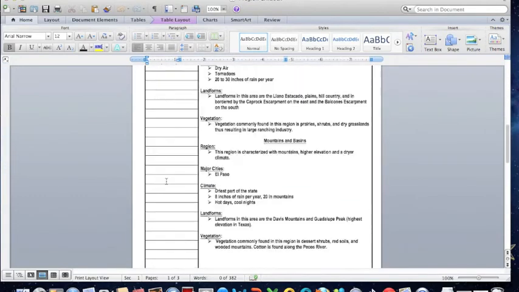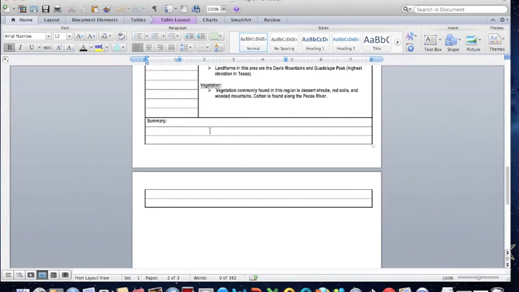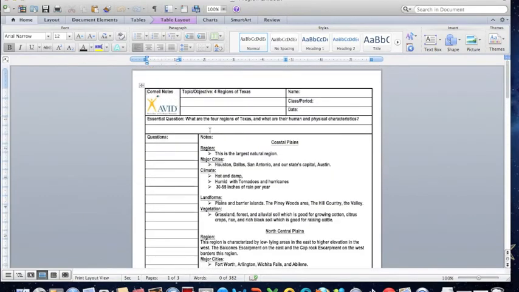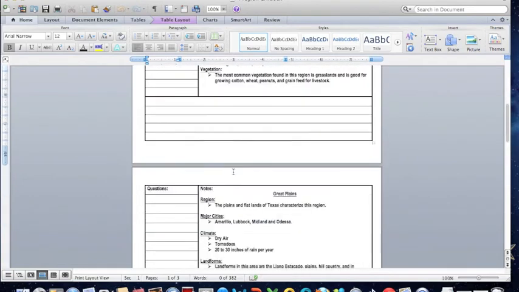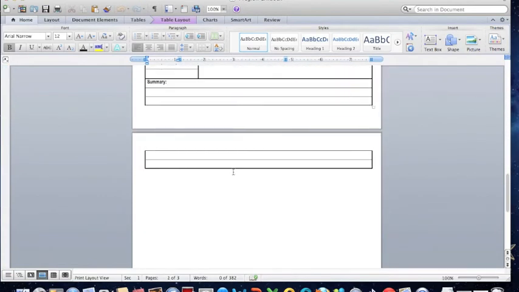At the end of the Cornell notes, we always have them fill out the summary, which is basically answering the essential question. So it's kind of assessing and seeing if they understood what went on that day. By looking at the summaries, I can tell what I need to reteach and what the students got.